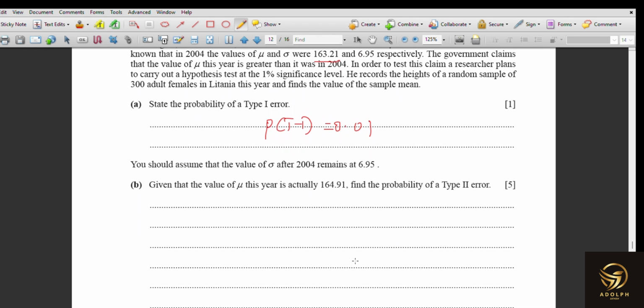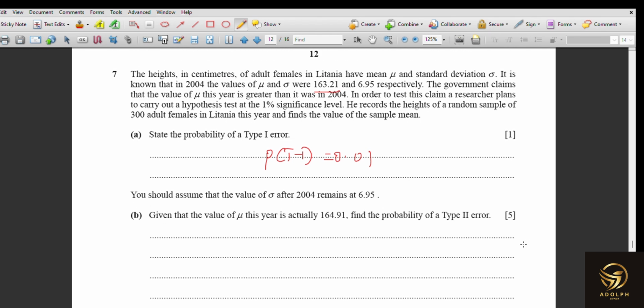You should assume that the value of sigma after 2004 remains 6.95. Given that the value of mu this year is actually 164.91, if they are giving the actual value, it means that they are asking for the probability of type 2 error. Yes, that's what they are asking, and we want to find it. As I mentioned in the last paper, the probability of type 2 error has two parts. One is finding the critical region and another one is the type 2 error's probability. That is what we will do even for the probability of type 1 error as well.